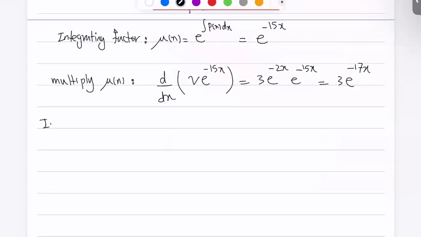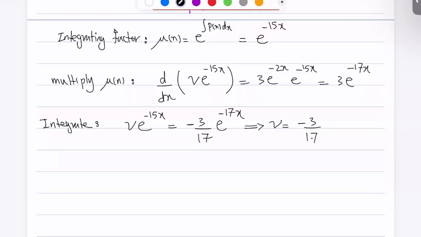Integrating the left-hand side gives me v e to the negative 15x, and the right-hand side, negative 3 over 17 e to the negative 17x. Okay, so we're almost done because we are about to find v. And once we have v, it's not that hard to find y, right? So if I multiply both sides by the e to the positive 15x, I get e to the 0 on the left-hand side, which is 1, and negative 3 over 17 e to the negative 2x on the right-hand side.